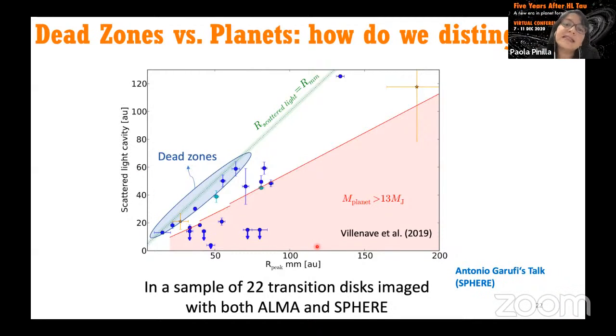The green is where the cavity is the same size. And you can see that around 1/3 of the sample is near this line, meaning that they are good candidates for dead zones and not so good candidates for planets. And the rest of the sample is good candidates for planets. And indeed, PDS-70 is somewhere here. I don't remember which is the point.